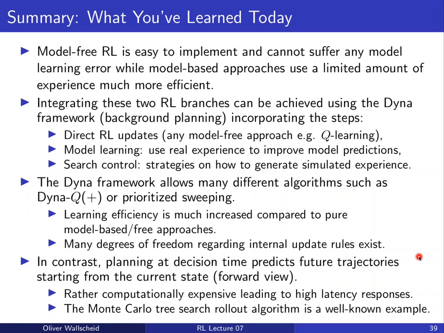And last but not least, we have also seen that in contrast, planning at decision time has a very strict forward view. It predicts future trajectories starting from the current state, and therefore is trying to use a fusion of model-based knowledge and also incorporating previous experience in order to boost up that model accuracy in order to find optimal solutions, optimal actions. However, this prediction normally requires a lot of computational resources, is therefore computationally expensive, leading to high latency responses, and therefore is something which is very well suited for non-time-constrained decision problems. And here in particular, we have learned that Monte Carlo tree search is a well-known rollout algorithm, which became famous among other examples on games. In particular, the AlphaGo example has been discussed.